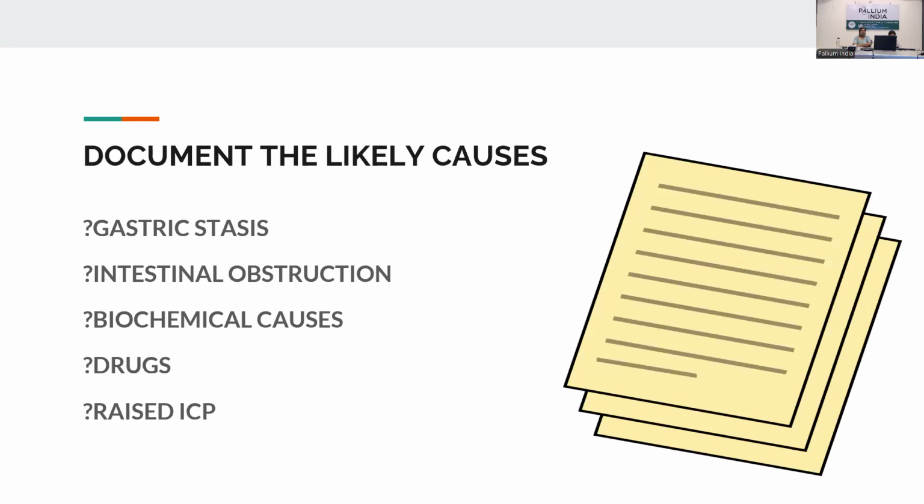Now, we are nearing the end of the class. When somebody comes with vomiting, you have to properly document in your case sheet what you are suspecting. Is it gastric stasis? Opioids can cause gastric stasis. Are you suspecting obstruction, or is it because of a biochemical cause like hepatic failure? Or is it because of raised ICP? You have to have a differential diagnosis. If it is not one, you have to go for the next. So document the likely cause. Then only you can move forward. Okay. Next.